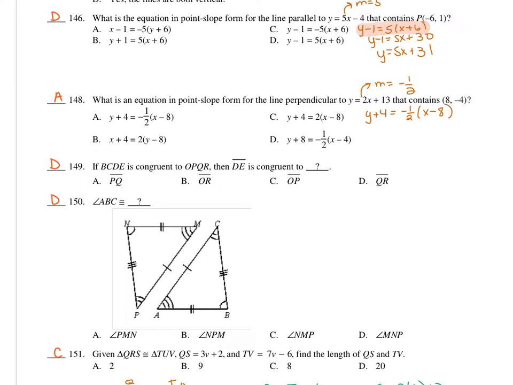Well, 148 is the same except it's perpendicular, so what's true about slopes that are perpendicular? Opposite reciprocal, good. So if the slope is 2, then I flip it and change the sign to be -1/2, and then again plug that in with the point.